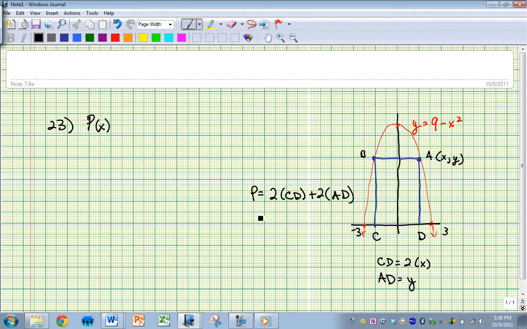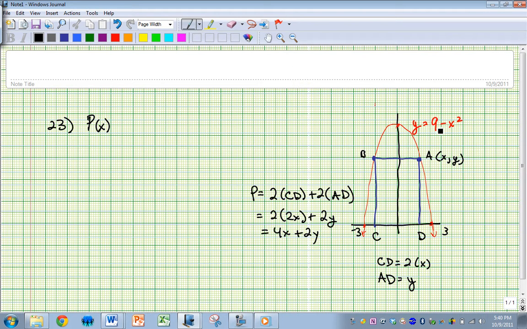Right? If I write this, I'm not going to put CD and AD, it doesn't make any sense. So I write this in terms of x and y, so I can say that CD is 2x, so it's 2 times 2x plus 2y, or 4x plus 2y. So that's the perimeter. But what else do I know?